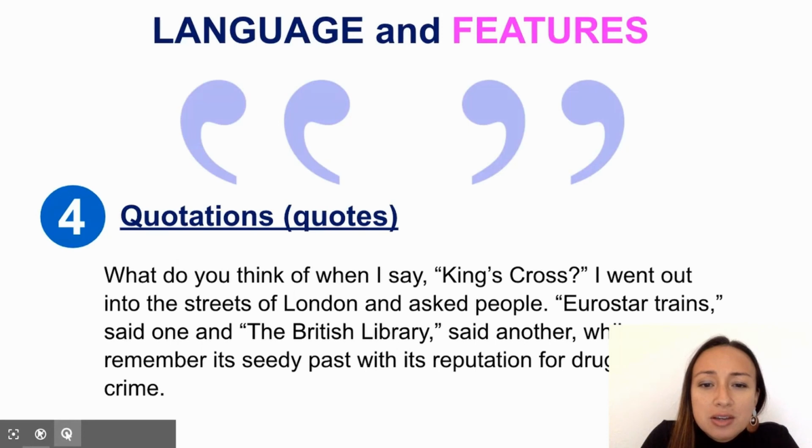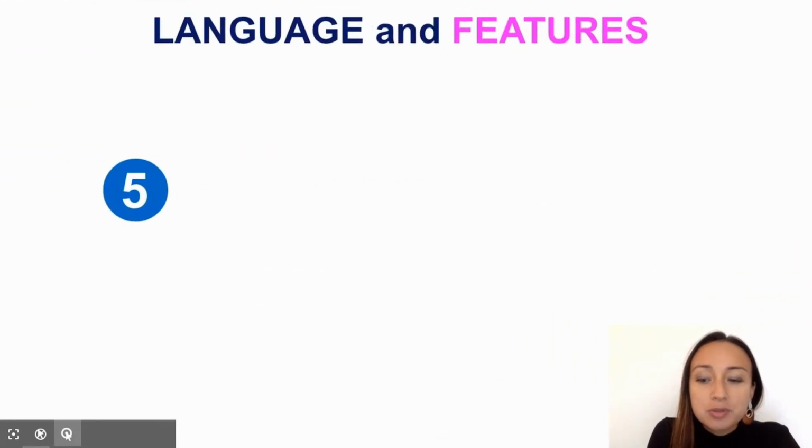So what do you think of when I say King's Cross? I went out into the streets of London and asked people. Eurostar trains, said one. And the British Library, said another. While some remember its seedy past with its reputation for drugs and crime. So it's a much more interesting way to talk about what people think about King's Cross. So they mention Eurostar trains, the British Library, and some people remember its seedy past. So it's just a much more lively and vibrant way to do this. Okay, so moving on.